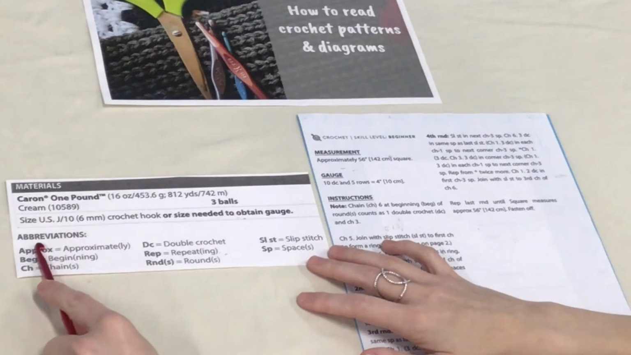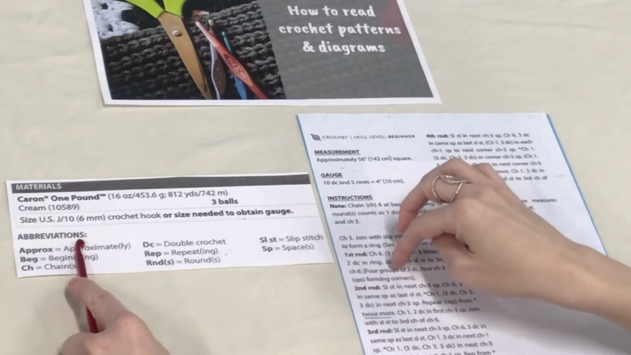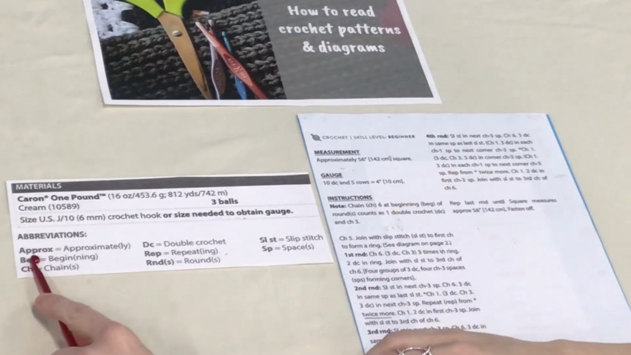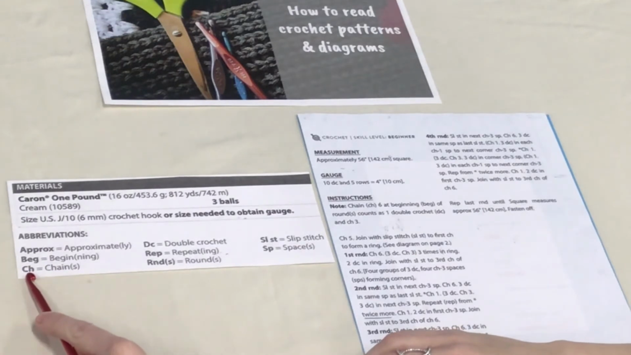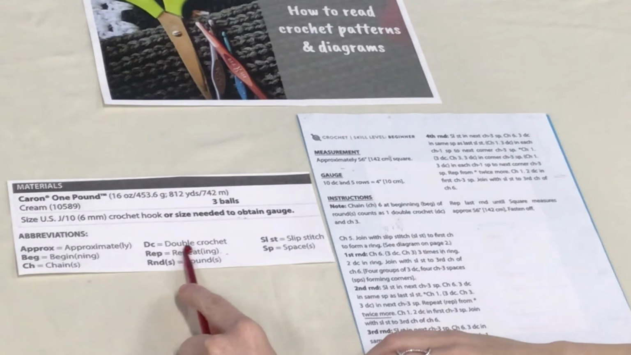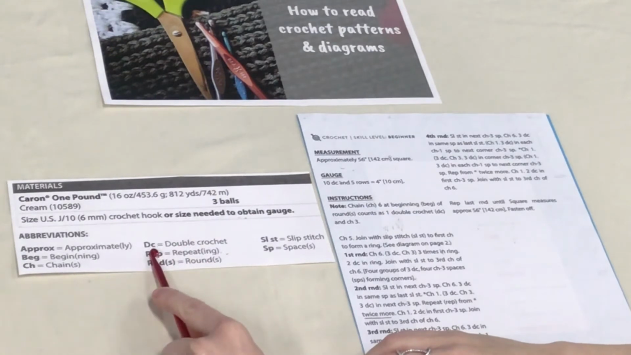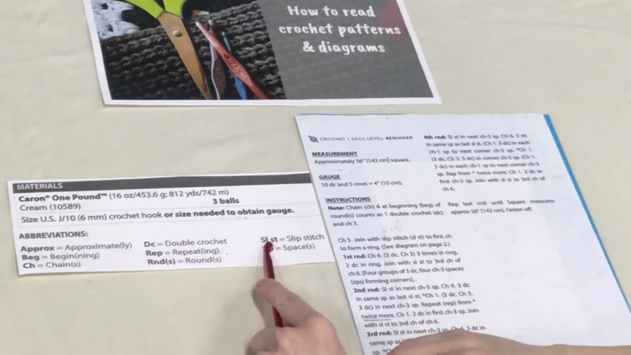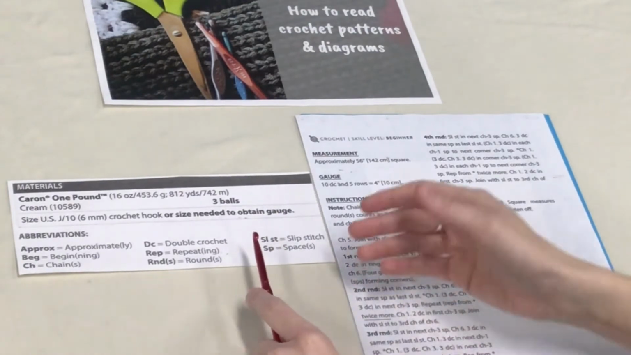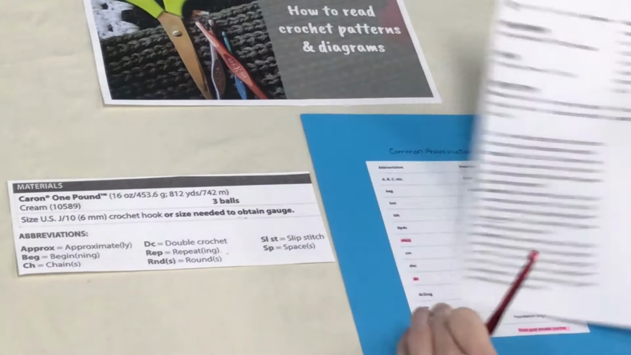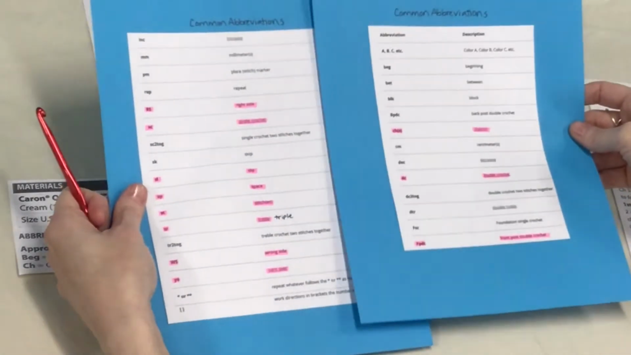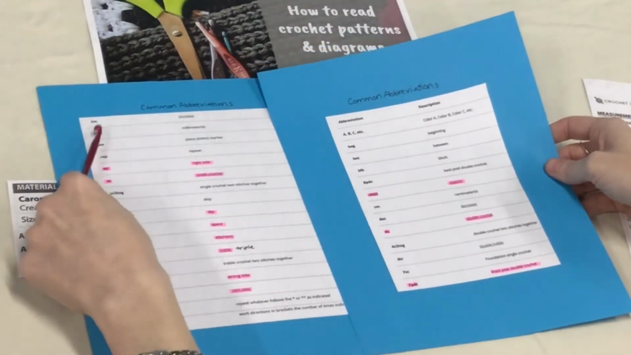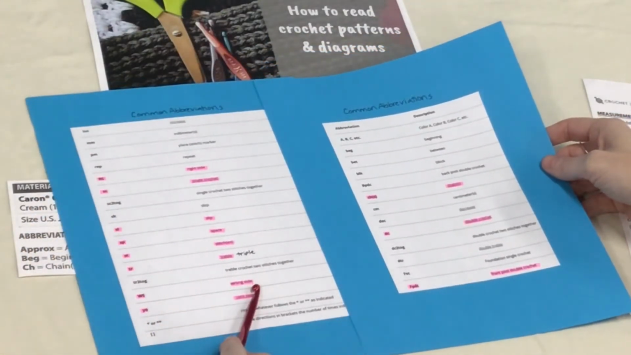Then patterns will move on to some common abbreviations that are included in the pattern. And it's just taking what we've learned: a chain, and that abbreviation is going to be a CH. Another one we've done is a double crochet, that's a DC. Slip stitch is an SL ST. And space is SP. So those are just a few of them. I've got a little cheat sheet. You're probably not going to be able to see this. It's very small. But it has a list of common abbreviations and what they mean.